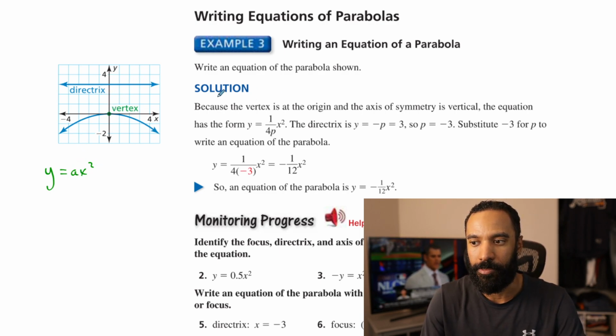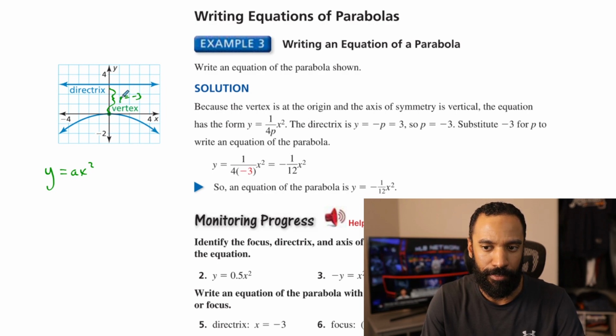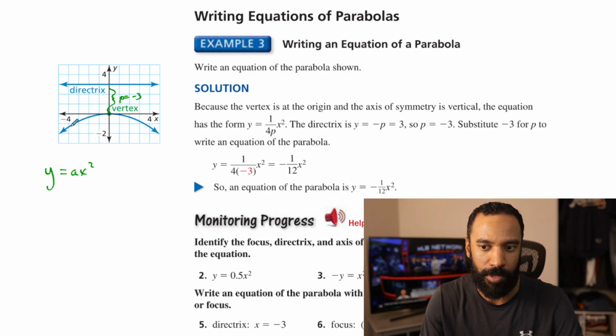In this particular problem, you're given the directrix right here. It's 3 away from the vertex. That means you have a p value of 3. In this case, it's probably a negative 3. Again, if you didn't know that it was negative, it's also because the graph goes upside down. The focus would also be 3 units away right here.